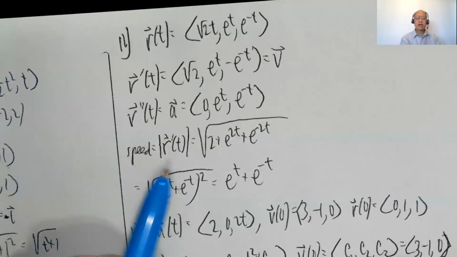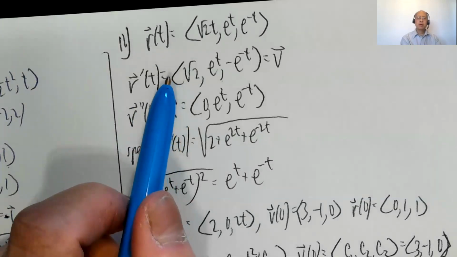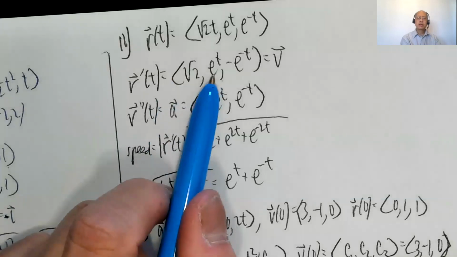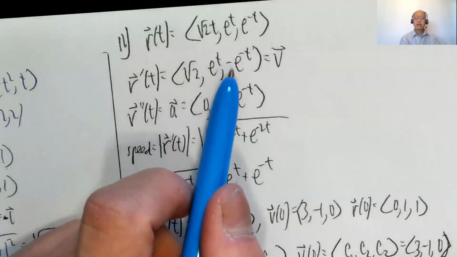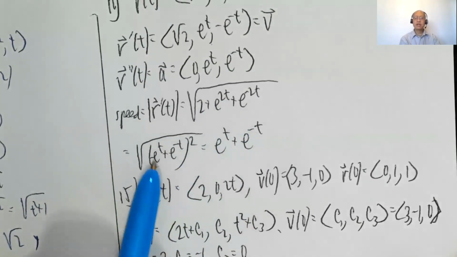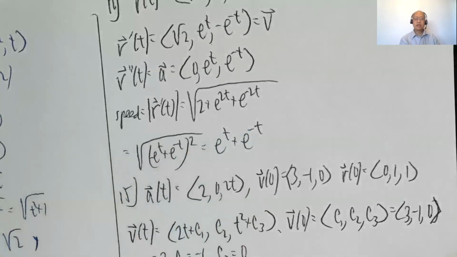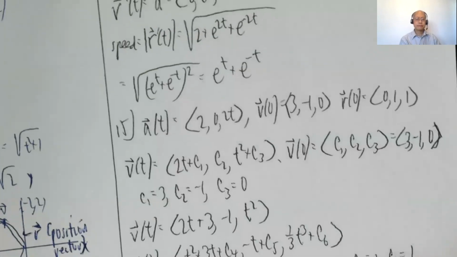And the speed is the magnitude of r prime. So it's the square root of this thing squared is 2, this thing squared is e to 2t, this thing squared is e to the negative 2t. Very conveniently, this factors into e to the t plus e to the negative t quantity squared, whose square root is e to the t plus e to the negative t.